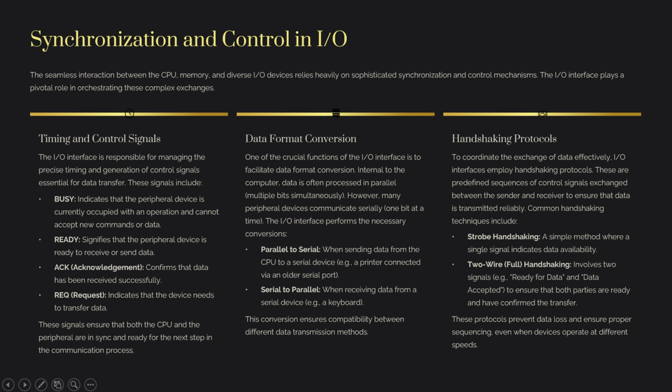Here the CPU is very fast. So we have the methods of synchronization. One, we have something called polling. With polling, the CPU repeatedly checks the status of an input and output device. It is very simple, but it wastes CPU time. For example, checking if a printer is ready before sending a file. So this is the synchronization.